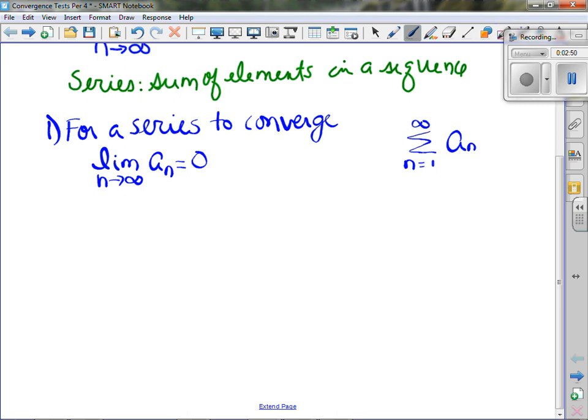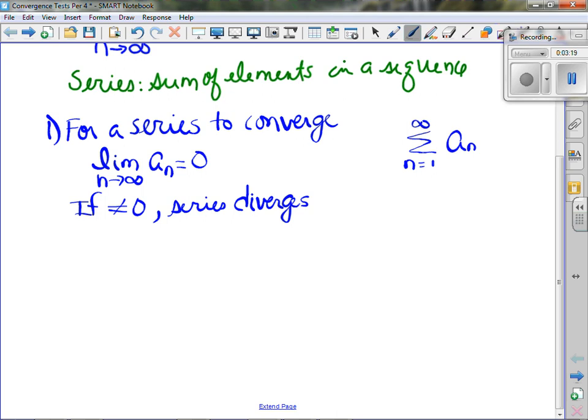So the very first thing you do when you look at a series is take the limit of the sequence, because if the limit of the sequence is not 0, you are done. You know it diverges. Let me write that. If not equal to 0, the series diverges. Does that make sense? Those terms have to be getting smaller and smaller because you keep adding them in. And if you keep adding in 1, that's never going to converge.